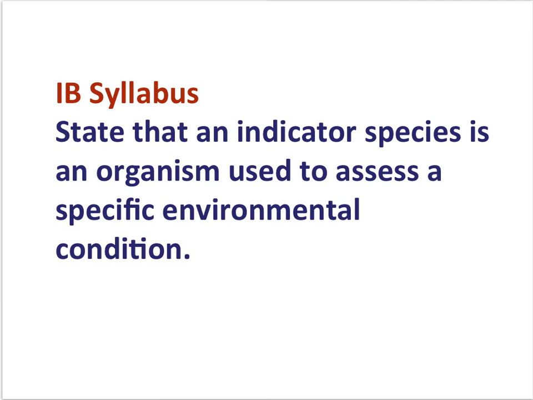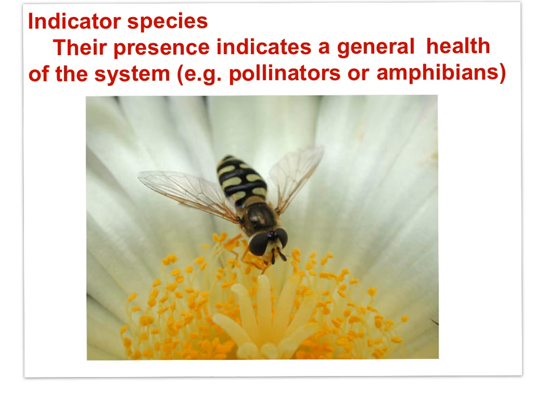Simpson's diversity index can be used to assess human impact, but so could an indicator species. And that brings us to the next IB syllabus statement. State that an indicator species is an organism used to assess a specific environmental condition. The presence or absence of indicator species, such as pollinators or amphibians, indicates a general health of the system.